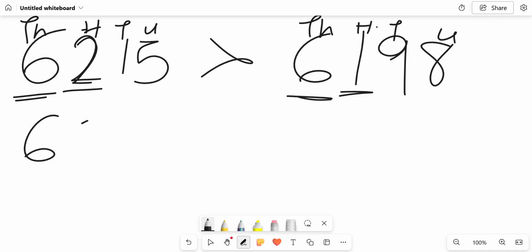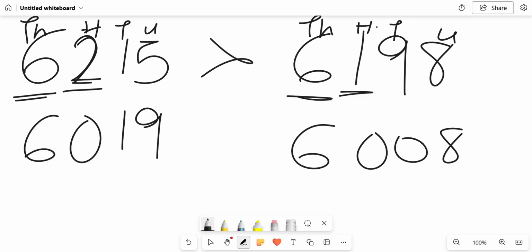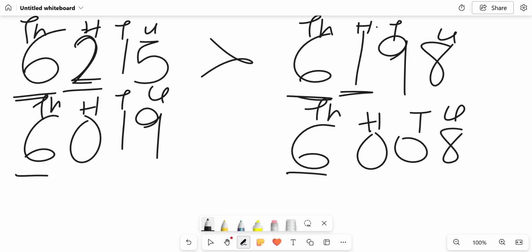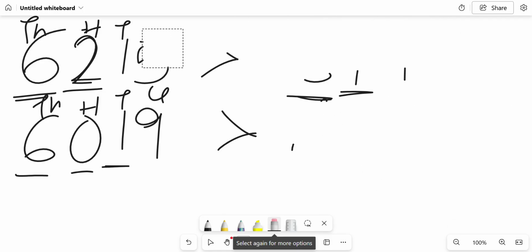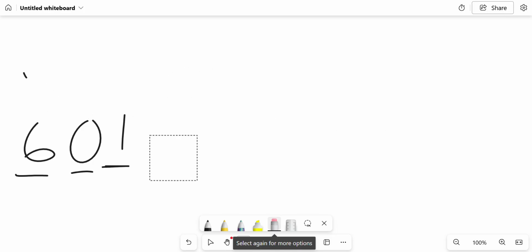If we had something like 6019 and 6008, let me write the units, tens, hundreds, and thousands. We compare the thousands, they're equal to each other. We compare the hundreds, they're equal to each other. When we compare the tens, we have one and we have zero. Which one is bigger? It's the one, so we add our greater than sign. I hope we are understanding what I'm trying to say whenever we're comparing big numbers.